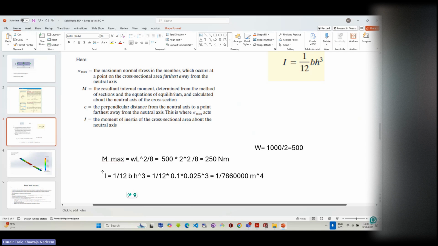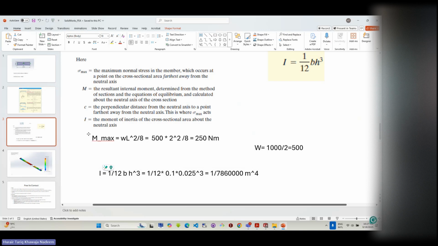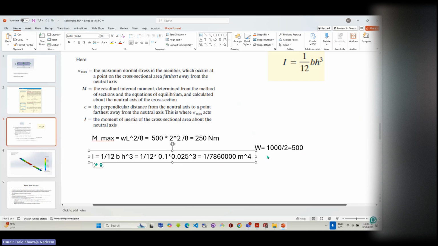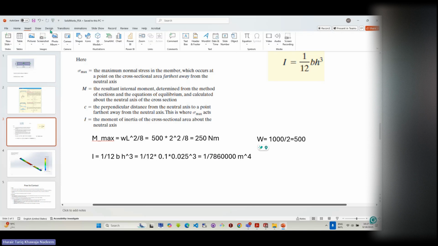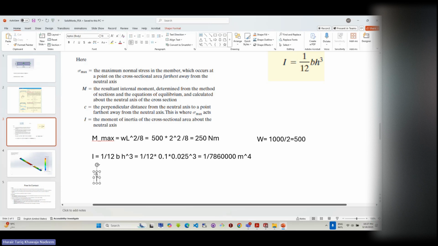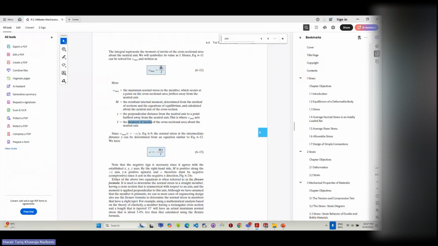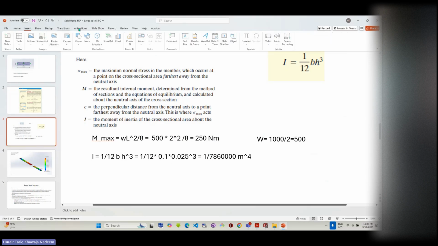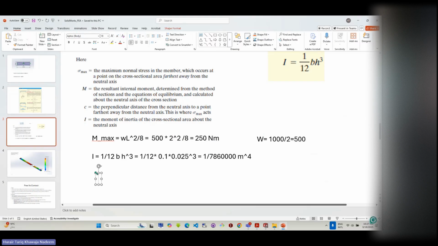So I got this number. Let's place it over here. This is the calculation for I. Now what are we going to do next? Find out the maximum stress. So what is the formula for maximum? We go to this book. So sigma max equals MC over I. Insert text box. So S max, S stands for sigma, is MC divided by I.